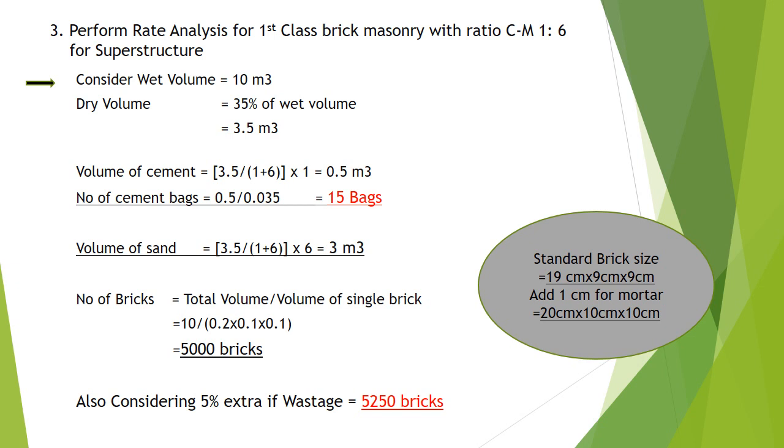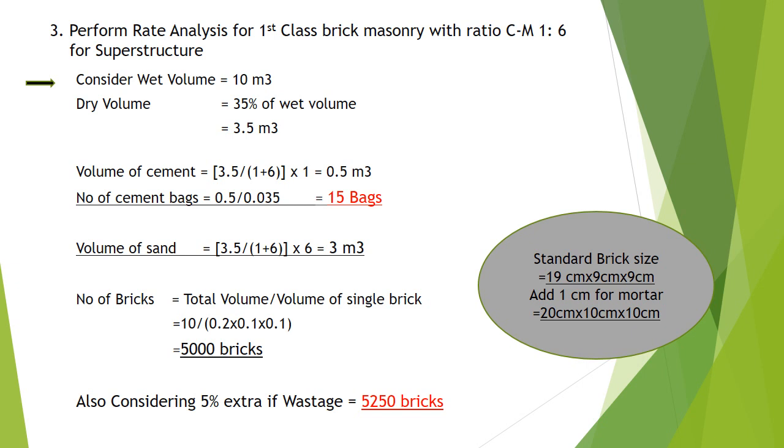So the total number of bricks is the total volume divided by the volume of a single brick. We all know that the standard size of the brick is 19 centimeter into 9 centimeter into 9 centimeter. But over here, this is not just a question of brick. It is with the mortar. So we need to consider 1 centimeter throughout with the mortar. So the dimension of one brick is equal to 20 by 10 by 10 centimeter.